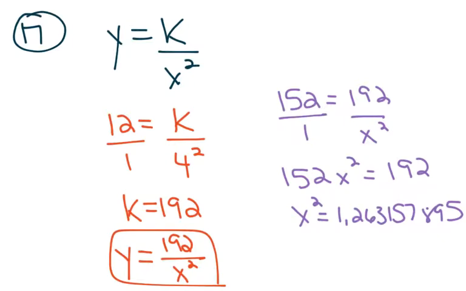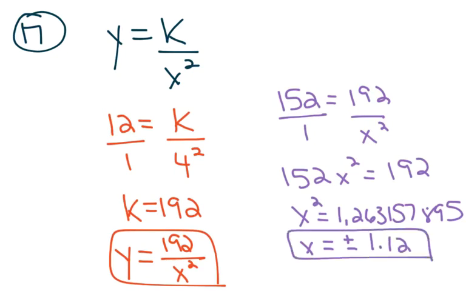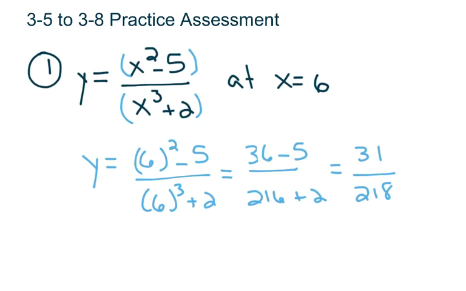And if you want to take the square root of the previous answer, what you do is press the square root key, which is second x squared, and then you press second negative sign. Second negative sign is the answer function. What it does is it'll take the square root of the previous answer. So it turns out that x is going to be plus or minus, remember when you take a square root, we're going to put plus or minus, approximately 1.12. And that is the 3.5 to 3.8 practice assessment.